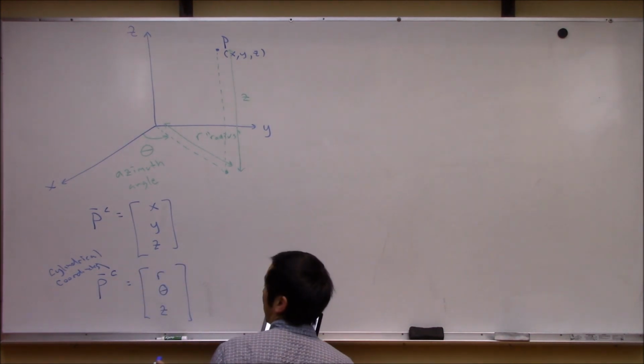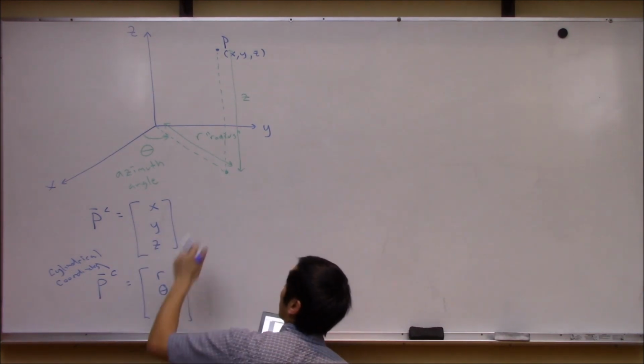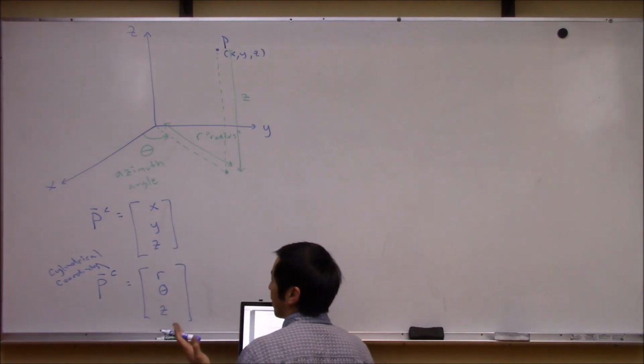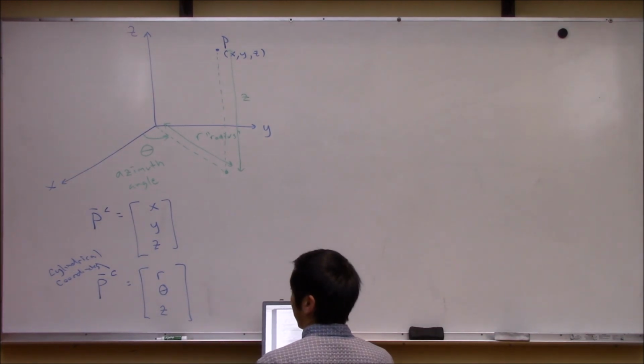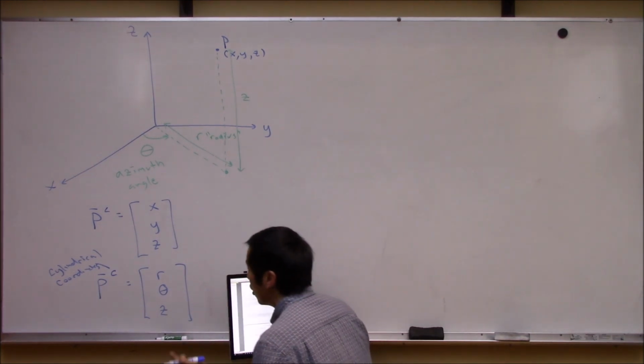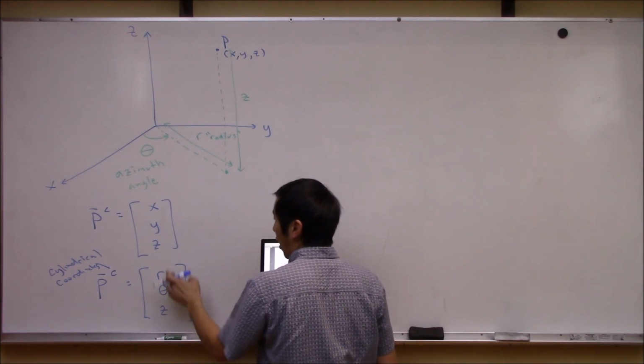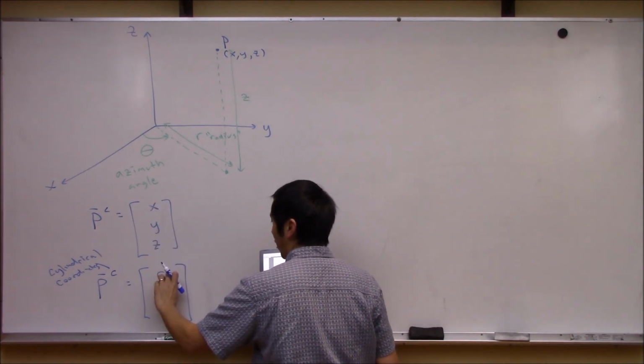So these three numbers in either coordinate system will tell you how to get there. They just mean slightly different things. You move in slightly different directions depending on what coordinate system you're specifying. So again, we see that the z is the same in both.